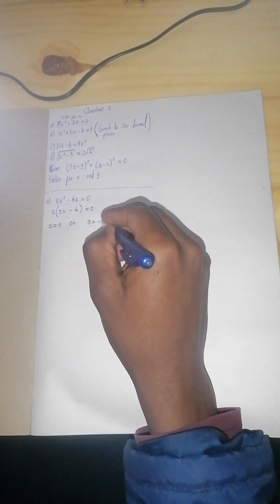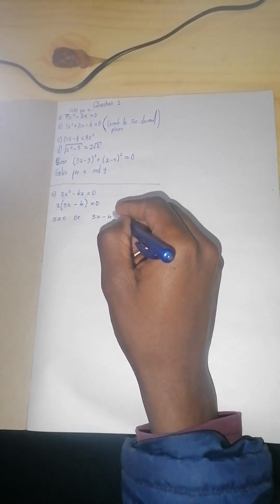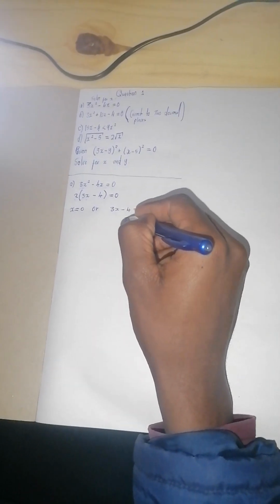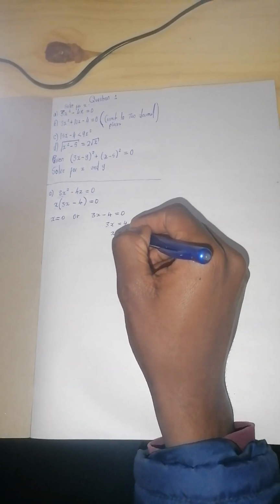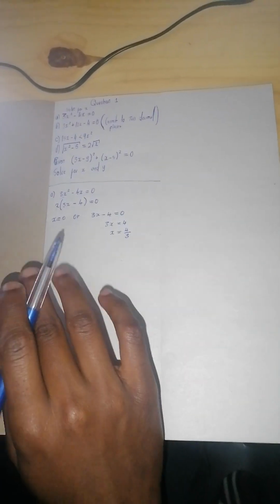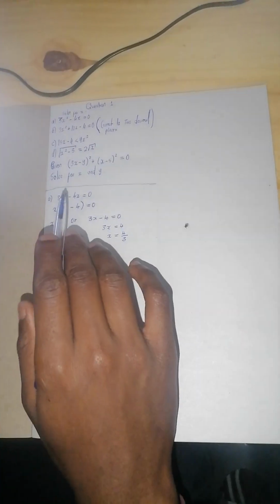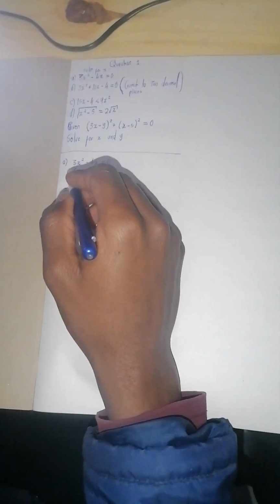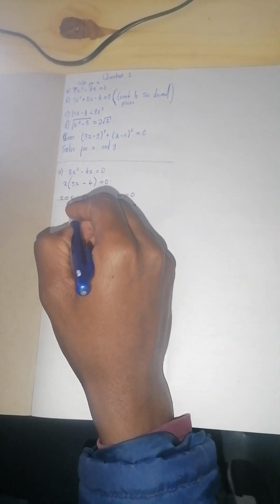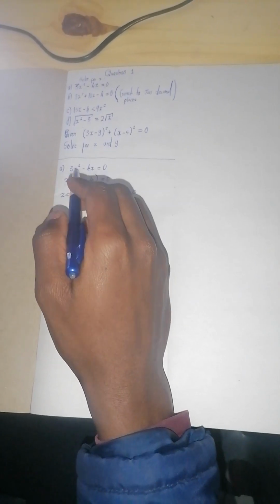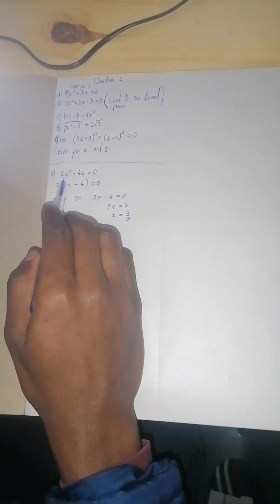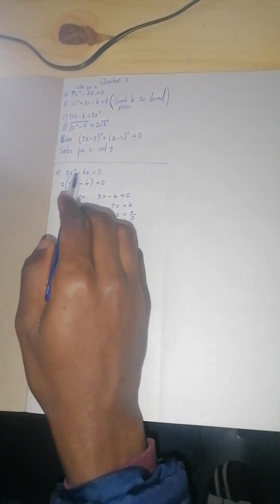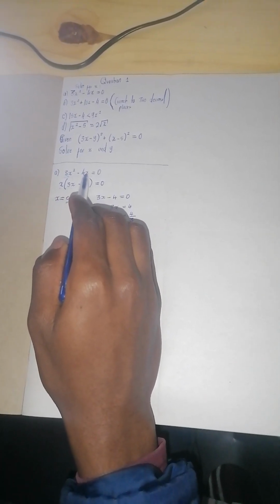So I take this one to the other side, or I add 4 on both sides. So it's going to be 3x is equal to 4. Then I say x is equal to 4 divided by 3. So I go back to my equation. Then I'm going to first substitute this 0 for x. So 3 multiplied by 0 squared minus 4 multiplied by 0 is equivalent to 0.